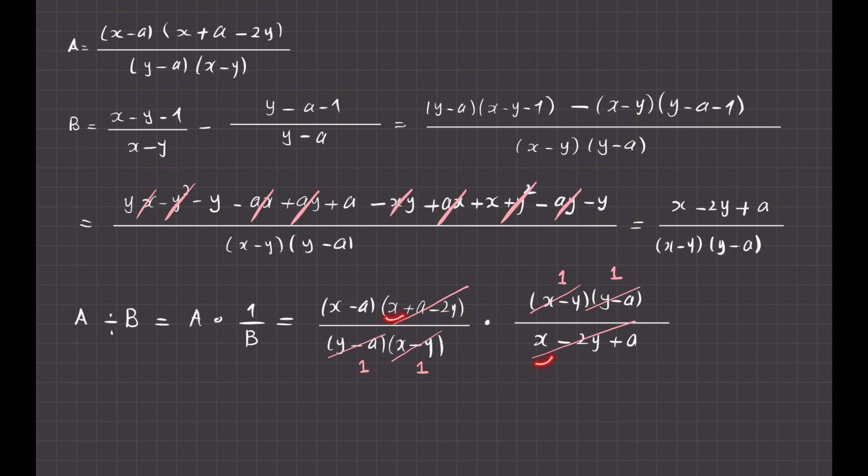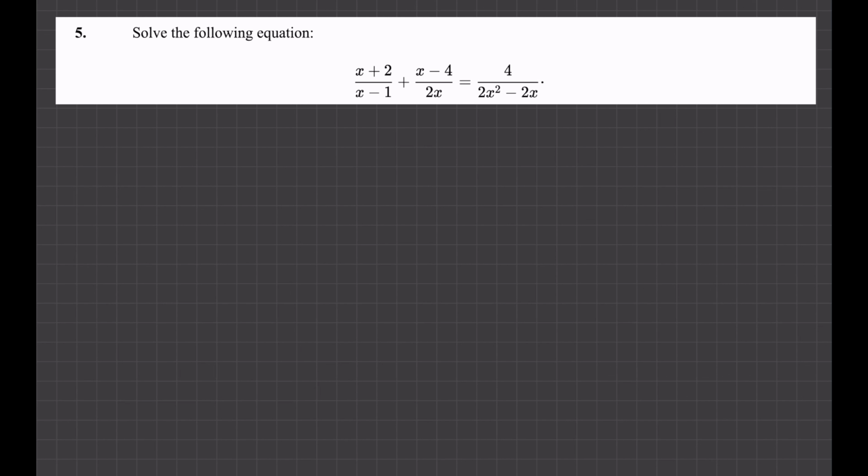x plus a plus a, minus 2y, minus 2y. So they are actually identical. So this means that this is also gone. So if you see, only x minus a survives. So the answer to this problem is actually very simple in form. It is x minus a. Okay, now problem 5, solve the following equation.